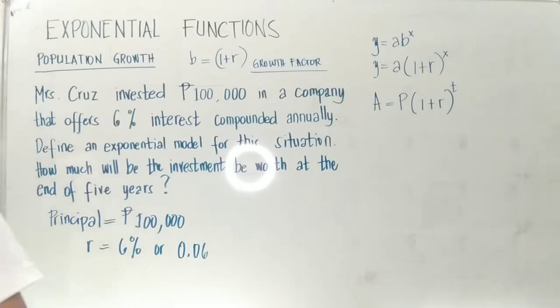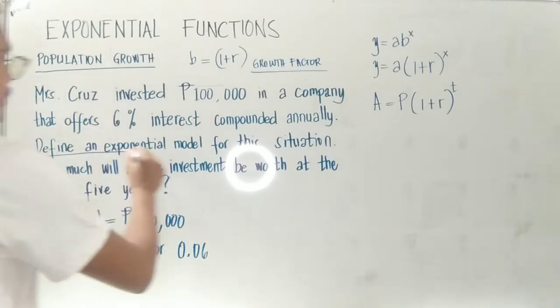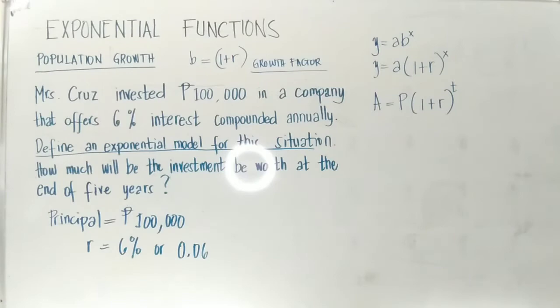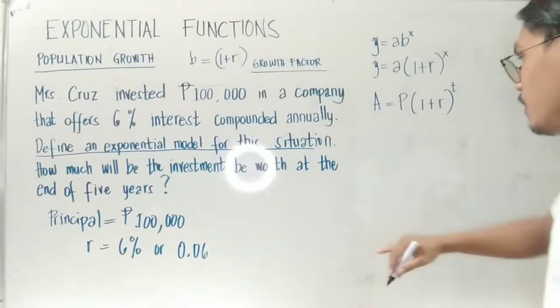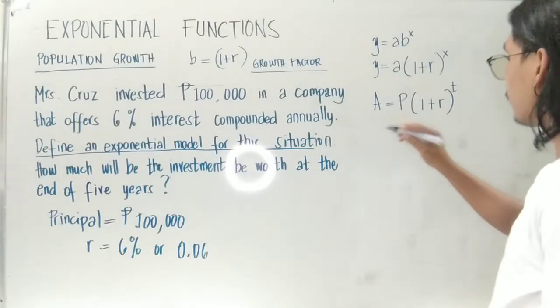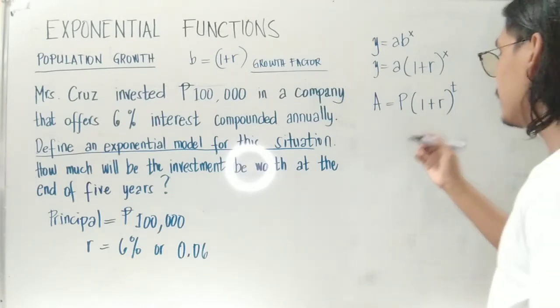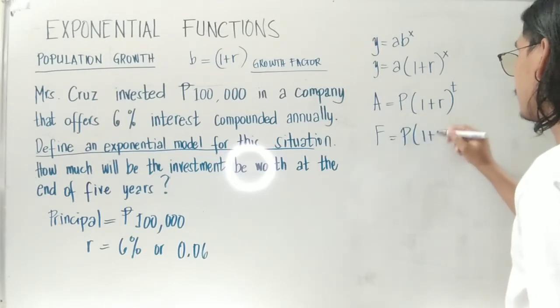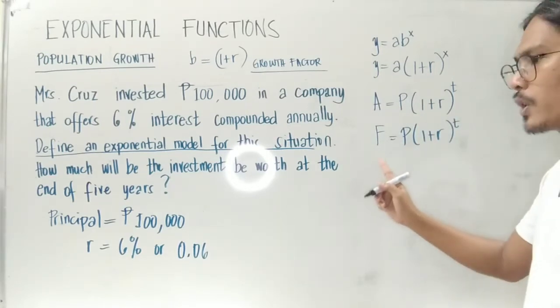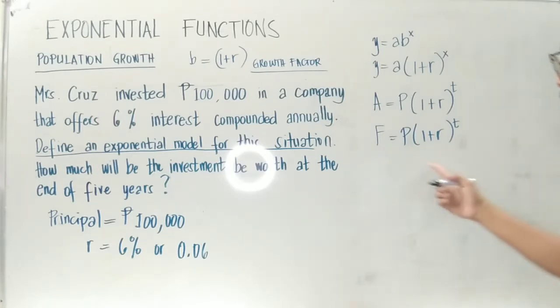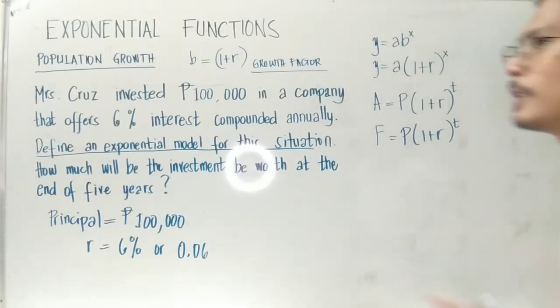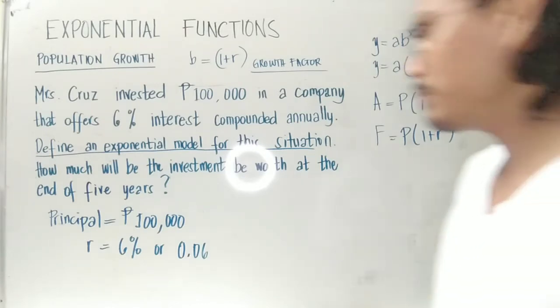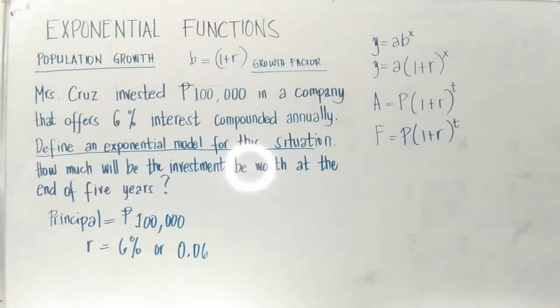Then using the initial value and the rate, we can define or write an exponential model. Okay? So additional information: A equals P times the quantity of 1 plus R raised to T. In some books, you will find A is equal to F. F stands for the future value or the maturity value, because this problem deals with compounding or compound interest.